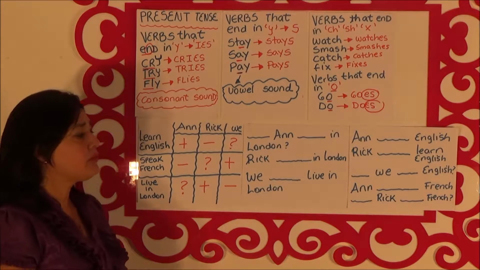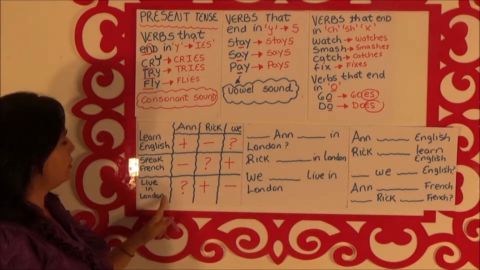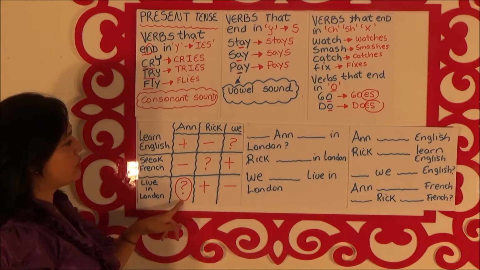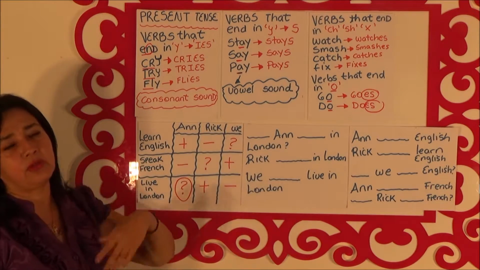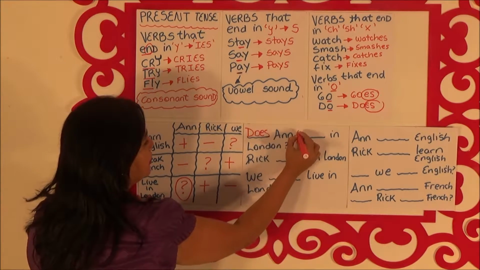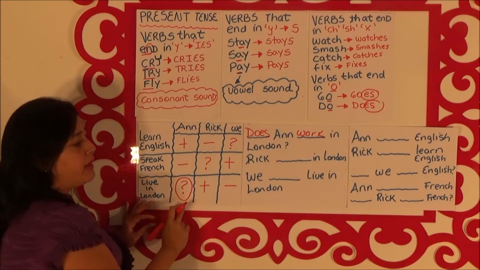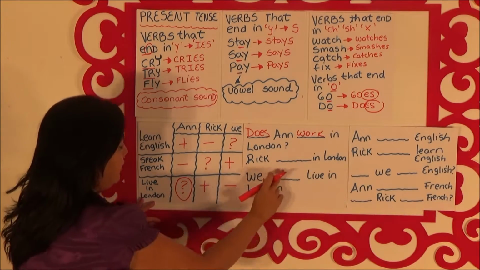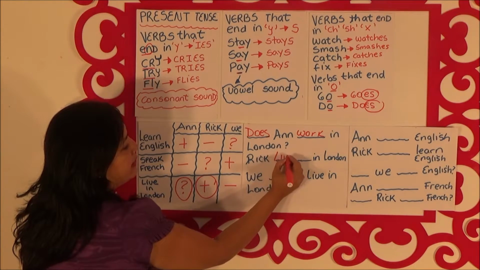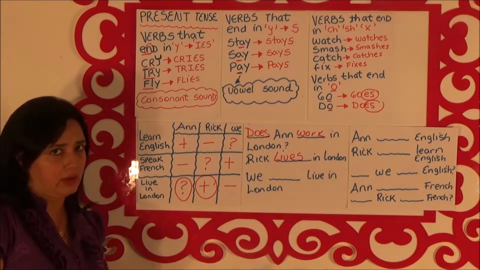Let's see. For example, in the case of Anne, you have here London. It's a question. So the question, when we talk about Anne, that is a third person, in other words, she, you say, does Anne work in London, right? Because it's interrogative. The second one is Rick in London, affirmative. Rick lives, don't forget, because it's he, Rick lives in London.